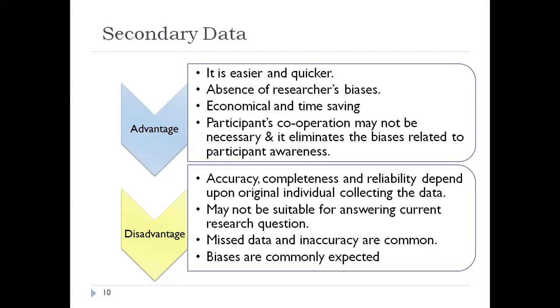Collection of secondary data is relatively easier and quicker, and it is devoid of researcher bias. It is economical and time saving. Participants' cooperation may not be required for collecting secondary data, and it eliminates the bias that is related to participant awareness. The disadvantages are because it is from an already available source.